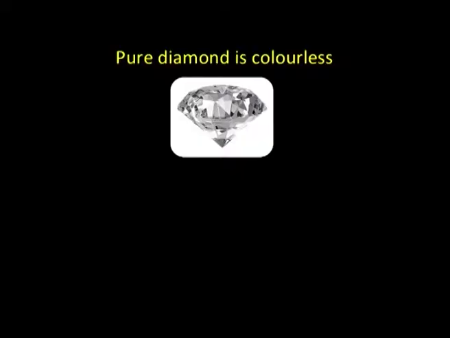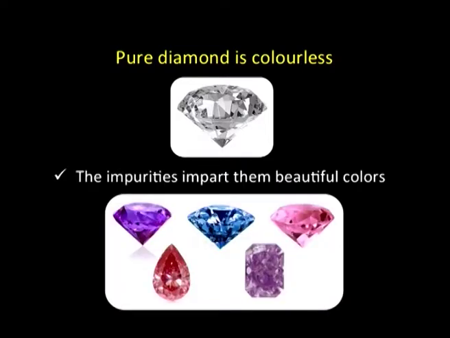Continuing to our crystalline solids, we find that a pure diamond is colorless, but the impurities in diamonds are the ones which impart beautiful colors to them. So, we find that these imperfections or impurities are actually very useful and very important.